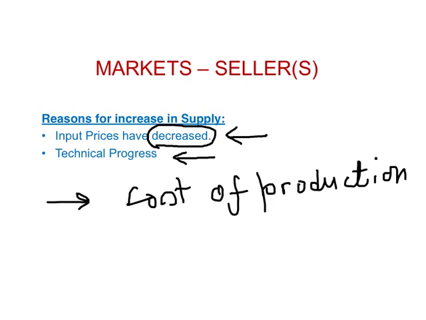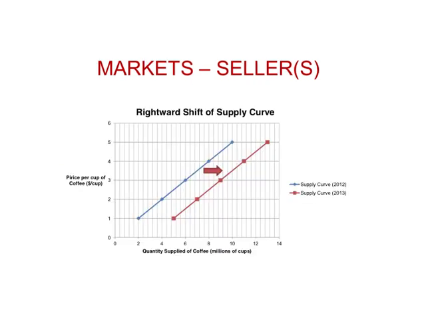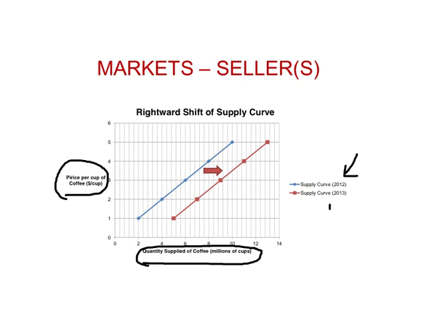Now, let us show all this graphically. Once again, we are looking at the market supply curve. We have quantity supplied of coffee in millions of cups on the horizontal axis. On the vertical axis, we have price per cup of coffee in dollars per cup. The blue curve is the supply curve for 2012. The red curve is the supply curve for 2013. So when you compare 2013 to 2012, you find the supply curve has shifted to the right, and this is called a rightward shift of the supply curve.